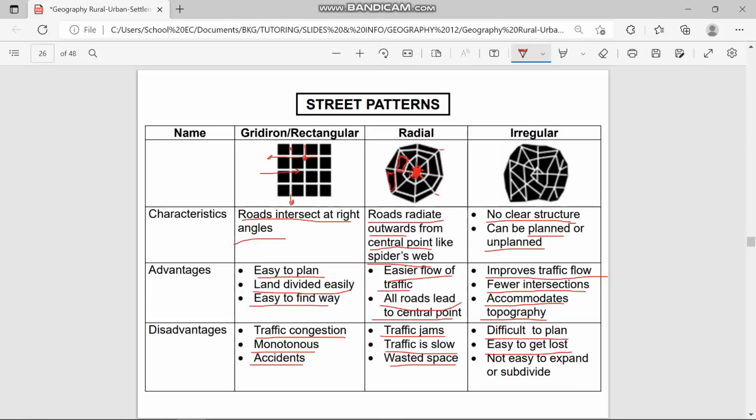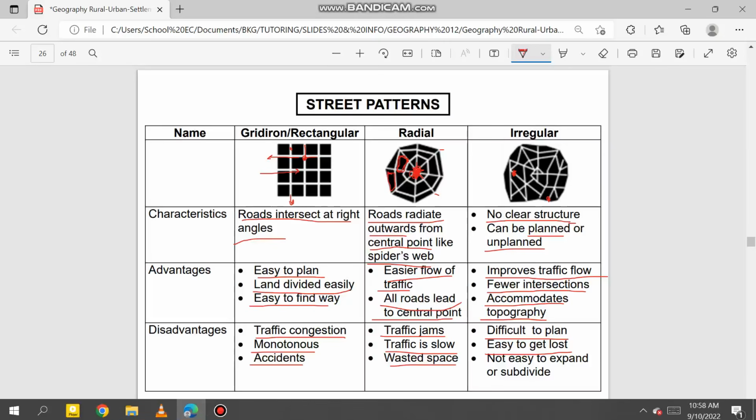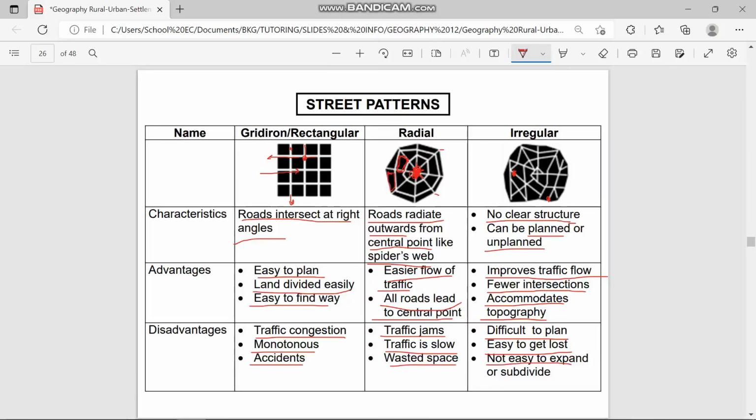Disadvantages: it is difficult to plan. It's easy to get lost. If you are here, driving, and you want to come maybe here, you see, it's unplanned. You'll experience many turns until you arrive, meaning that you are going to get lost. Also, it's not easy to expand or subdivide an irregular street pattern.